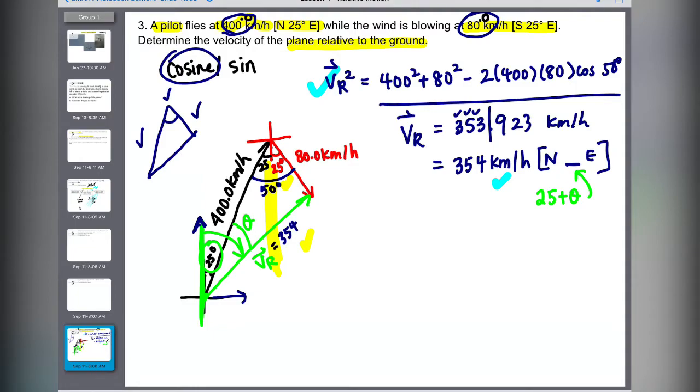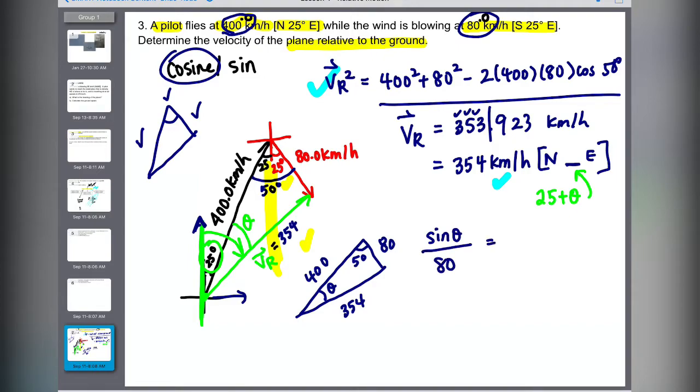All right, if the triangle looks messy, just redraw it, right? So I know I have lots of stuff, so I'm just going to redraw it. I got a triangle. This is 80. This is 400. I know this is 50. I know this is 354. I would like to find this angle. Okay, so sine of angle theta divided by 80 is going to equal to sine of angle 50 opposite to the 354.